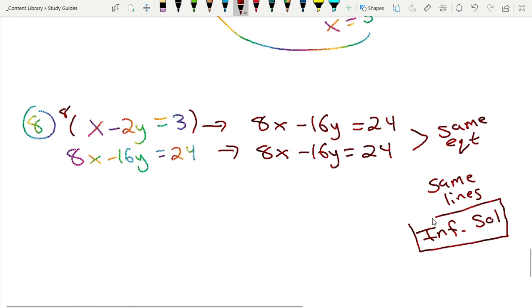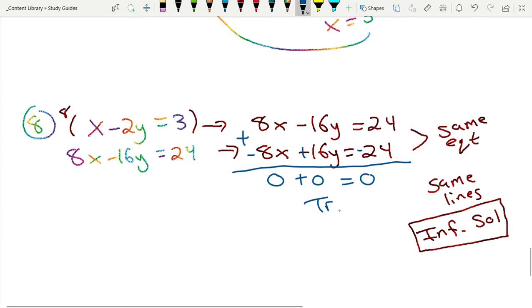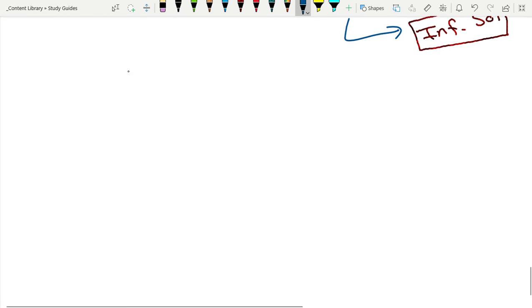But let's say you didn't realize that, and so you start going through the process. So you got your 8's in front. We like to add. Adding doesn't work, so I turn everyone to their opposites. So now I get 0 plus 0 equals 0. Well, that's a true statement. And just like back in September when we solved for variables and we got true statements, we always wrote down infinite solutions.